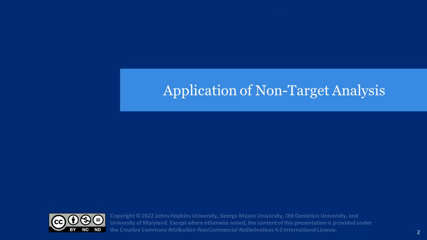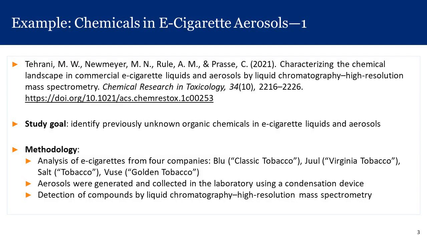In this section, I want to talk a bit about the actual application of how you can use non-target analysis. And I want to give two examples of how we've used this approach in my laboratory at Johns Hopkins University. The first one is to assess chemicals that are present in e-cigarettes, both in e-cigarette liquids as well as aerosols. So these are the aerosols that individuals are actually inhaling.